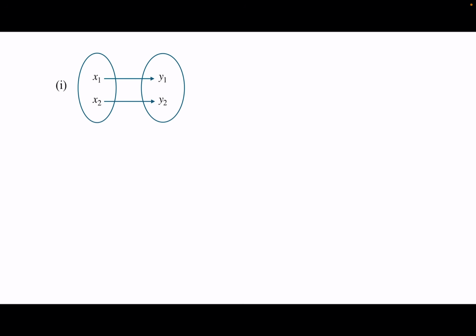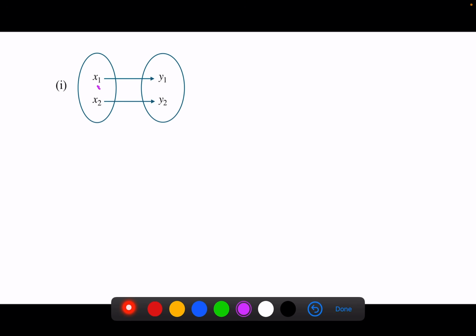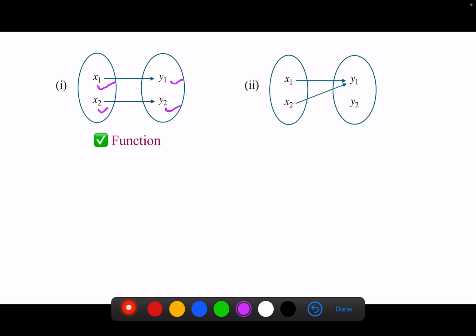In the first diagram, the domain element x1 has unique image y1. Domain element x2 has unique image y2. So here each element of the domain has a unique image. So this is a function. In the second diagram, the element x1 has image y1. The element x2 also has the same image y1. So in this diagram you see each element of the domain has a unique image. So this is also a function.